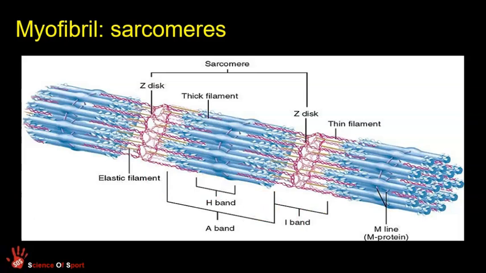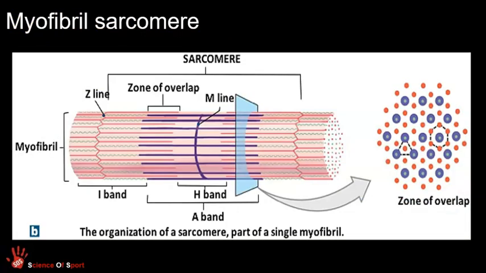I'm going to show you lots of different diagrams of the same thing, hoping it'll stick for you. So this is a more factual diagrammatic version, but it's the same. Okay, Z line, M line is the middle, H band is myosin only, I band is just actin, and this shows any overlap there is. Okay, the A band is the length of the myosin, and that's just a cross-sectional view of it.